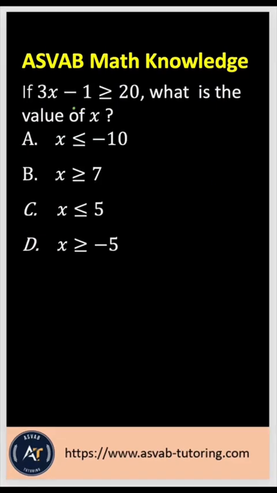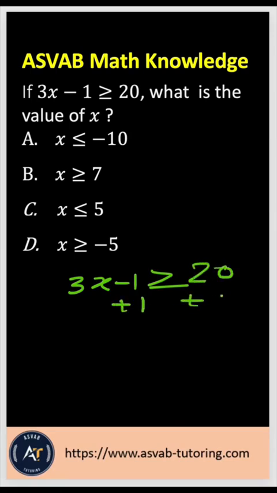The question asks here, if 3x minus 1 is greater than or equal to 20, what is the value of x? Let's do that. It's a very simple problem. So let me write that down. You have 3x minus 1 greater than or equal to 20. Add 1 to both sides.